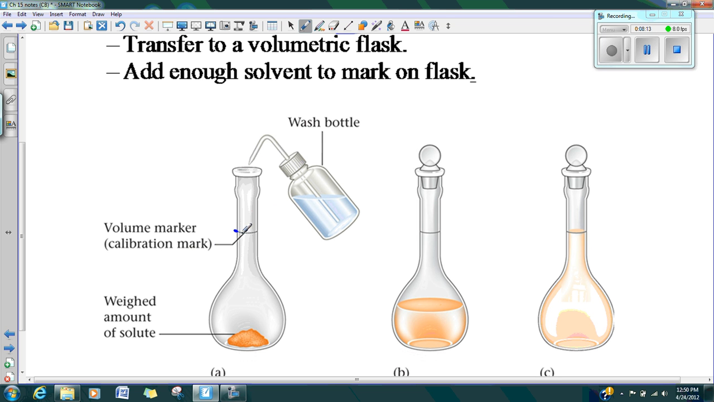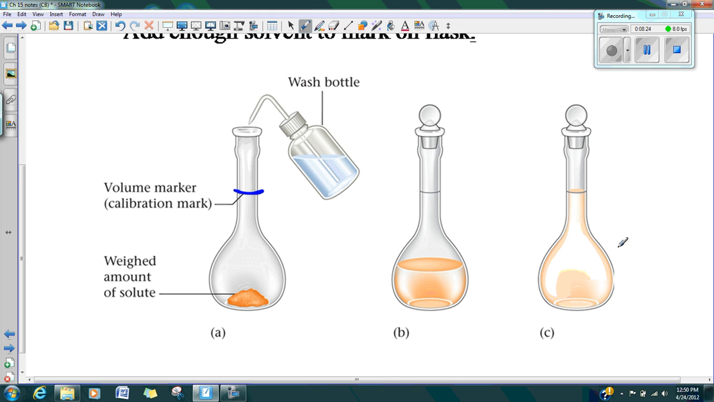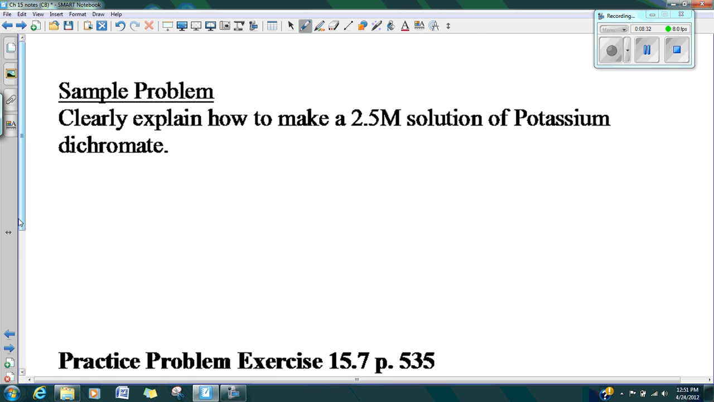Remember how we talked about these are very, very precise pieces of equipment? So we're going to be adding our solid, adding our volume all the way up, and when we do that, we have our solute and our solvent, and you should recognize that this is a homogeneous mixture. Homogeneous mixture makes a solution, 2 parts, solute and solvent.